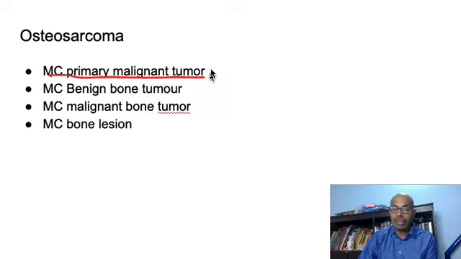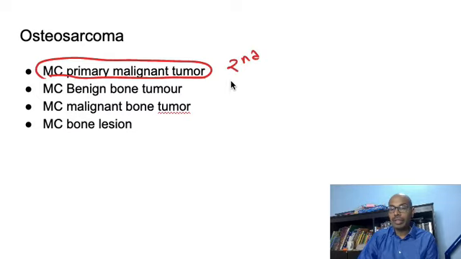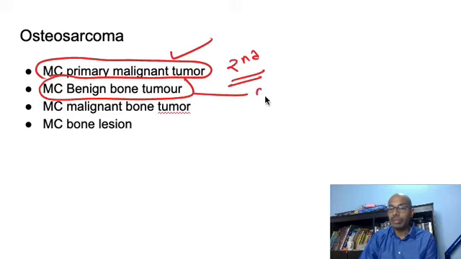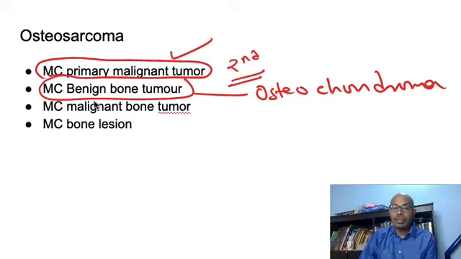It's one of the most common primary malignant bone tumors. It's very common. It's the most common tumor in the second decade of life. The most common benign bone tumor is an osteochondroma or exostosis. Right? Which is the most common malignant bone tumor? If it does not say primary bone tumor, then it is metastasis.